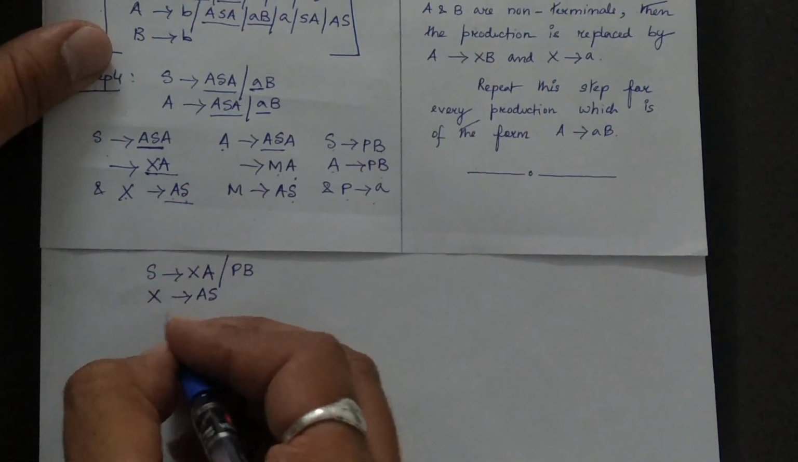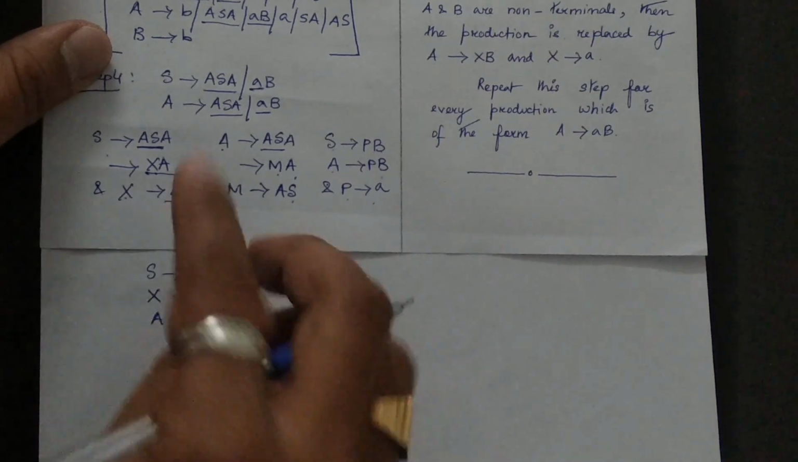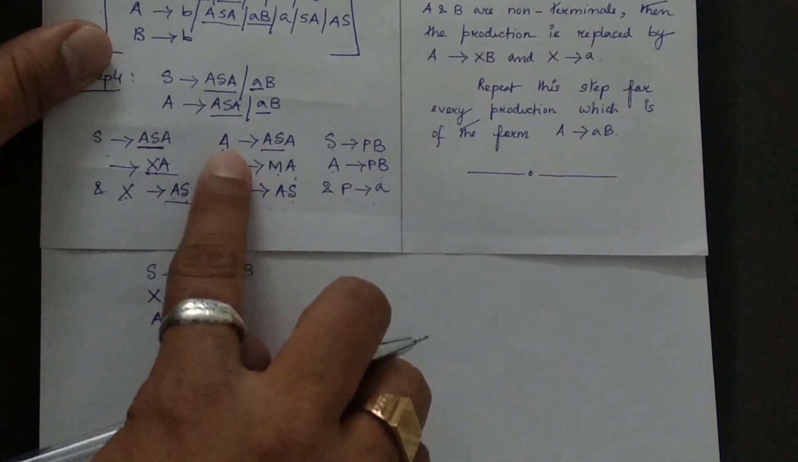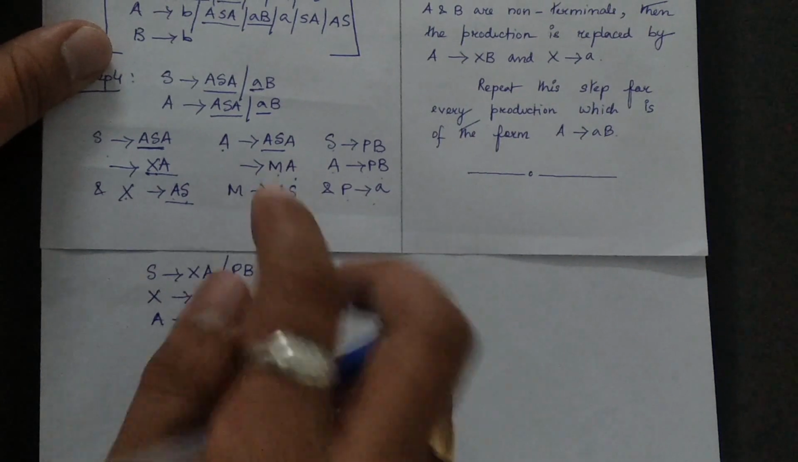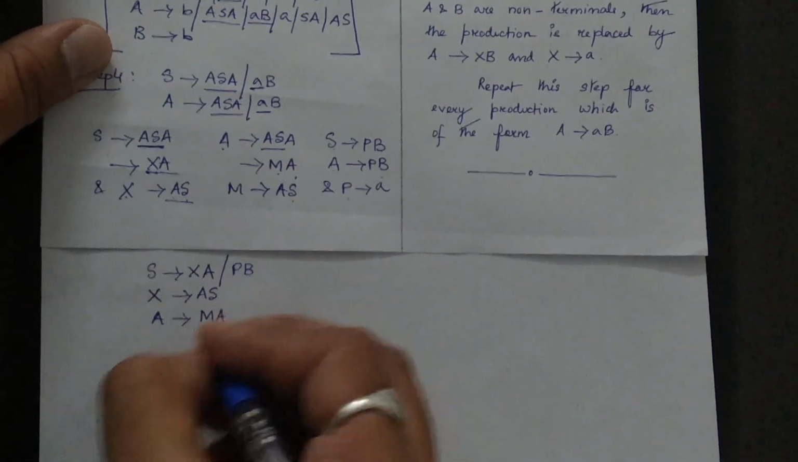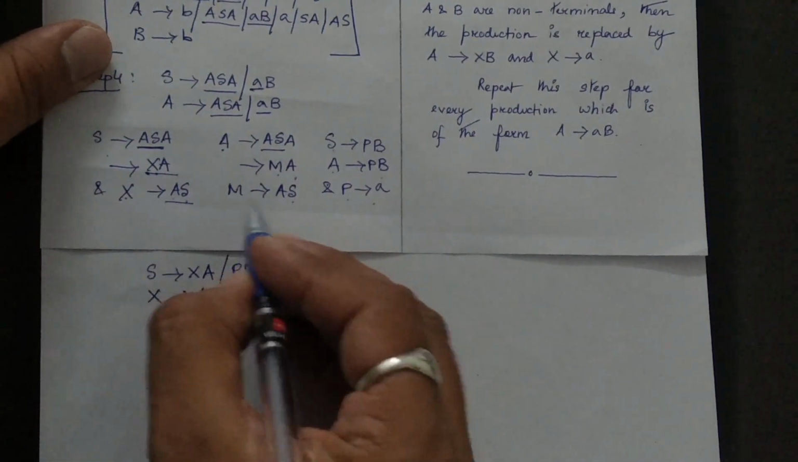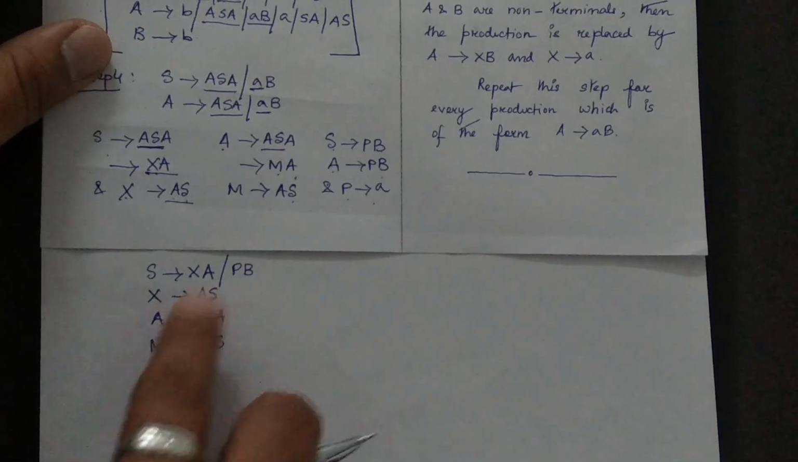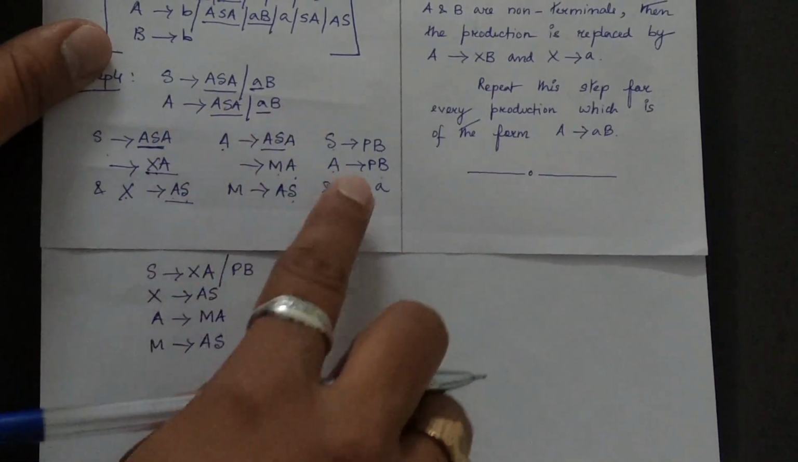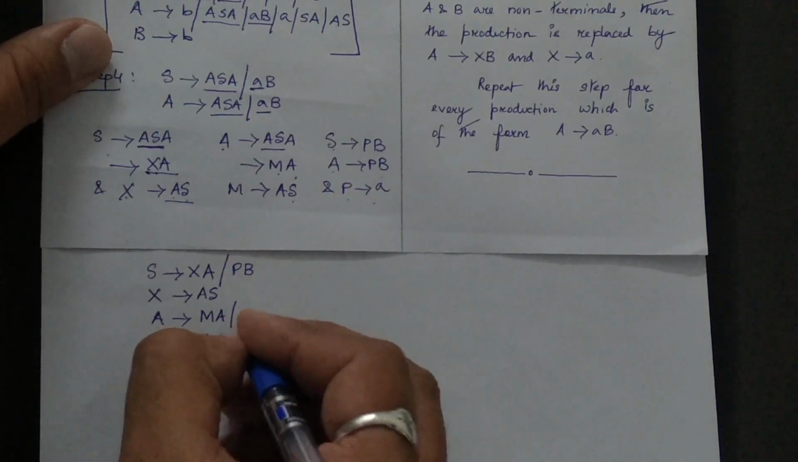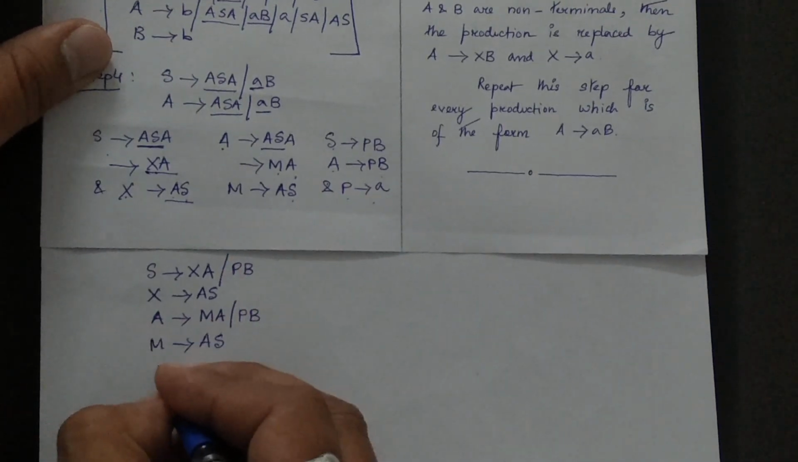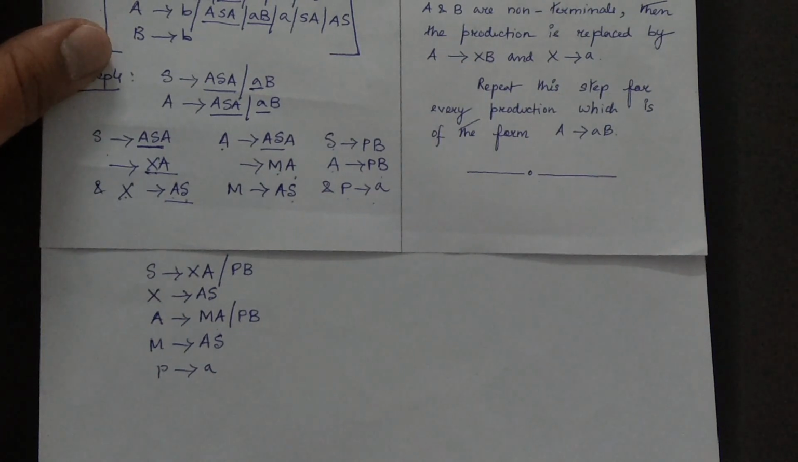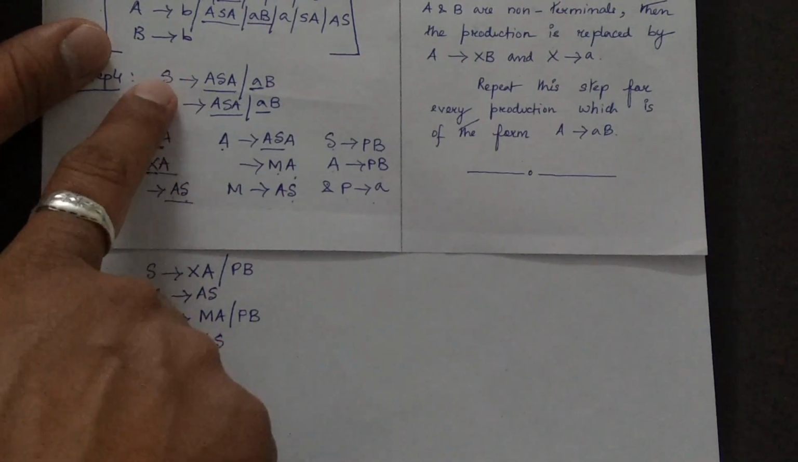Correct? Then similarly A tends to ASA. A tends to ASA, you got MA. Correct? And M tends to what? M tends to AS. Clear? And A tends to AB. What did you get? A tends to PB. And P tends to what? Small letter a. Now these I have got after removal of this.